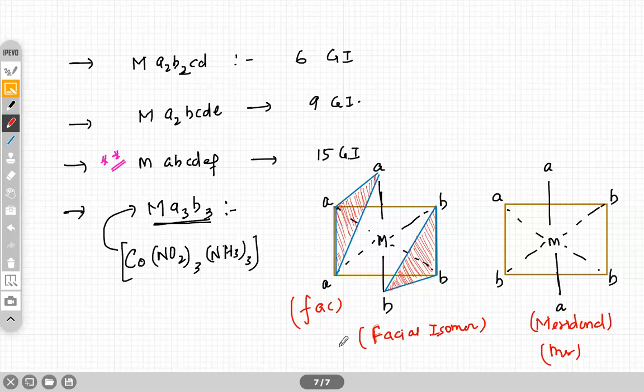See, the simplest one is MA4B2 type. In that case, you consider the position of B over there. In one of the isomers, the 2 B ligands are present at 90 degree, and in another one, the 2 B ligands are present at 180 degree. Yes, sir. That one you explained, sir.